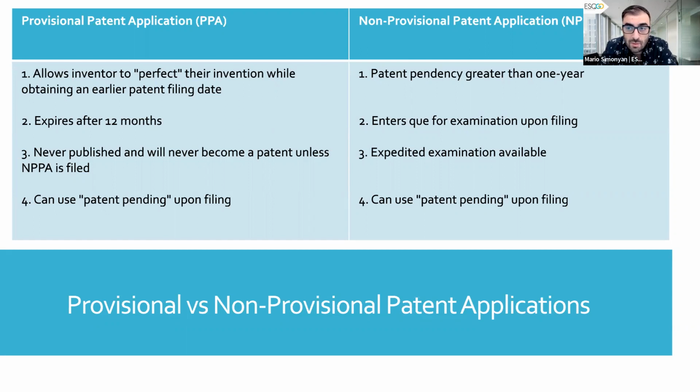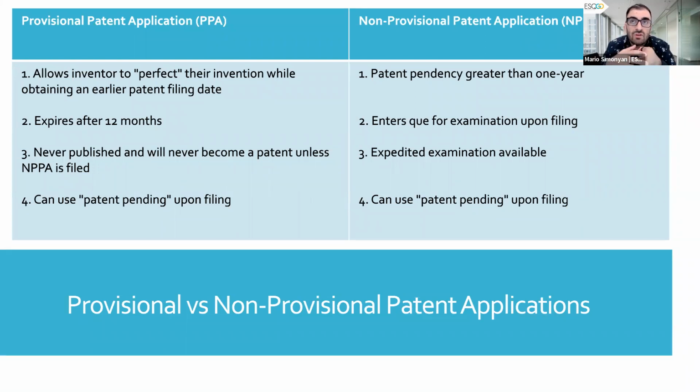The non-provisional patent application, this is what can become and does eventually become an actual patent, right? With a non-provisional patent application, it takes about a year or so for it to actually be assigned to an examining attorney. And as soon as you file, you're in line for examination. And you can go ahead and expedite the application process. There are certain criteria, fairly easy to meet. But this is what would eventually become a patent application, or I should say patent, okay?